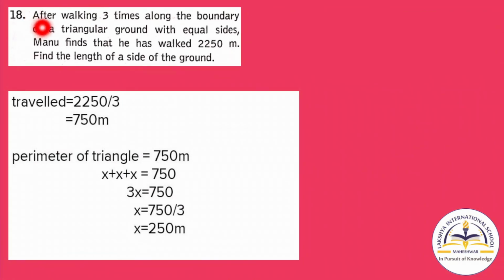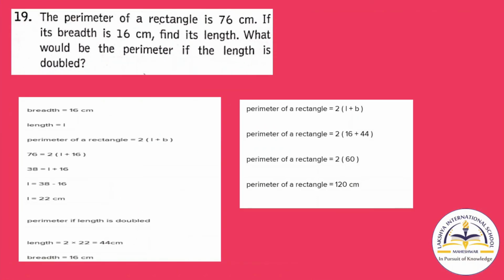Question number 18. After walking 3 times along the boundary of a triangular ground with equal sides, Manu finds that he has walked 2250 meter. Find the length of a side of the ground. Now the distance traveled, that will be 2250 divided by 3 times, because we have to find for 1 time, so we have to divide by 3. So traveled equals 750 meter. So perimeter of triangle we know 3x, because 3 into side is there. So 3x equals 750. So we have to divide 750 by 3. So x equals 250. So 250 is the length of side of the ground.